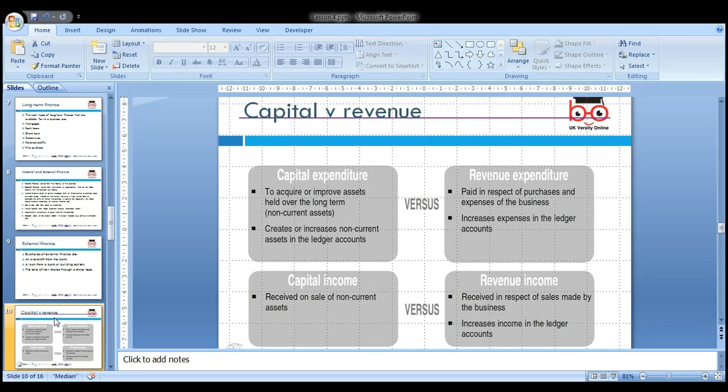So capital income is received from the sale of a non-current asset. That's the capital. You're selling the capital asset, which we call a non-current asset. When you're selling, that's capital. Revenue income is your day-to-day operation, received in respect of the sales made by the business and increasing income through the sales ledger. So that's all we're looking at. That's capital and revenue expenses.